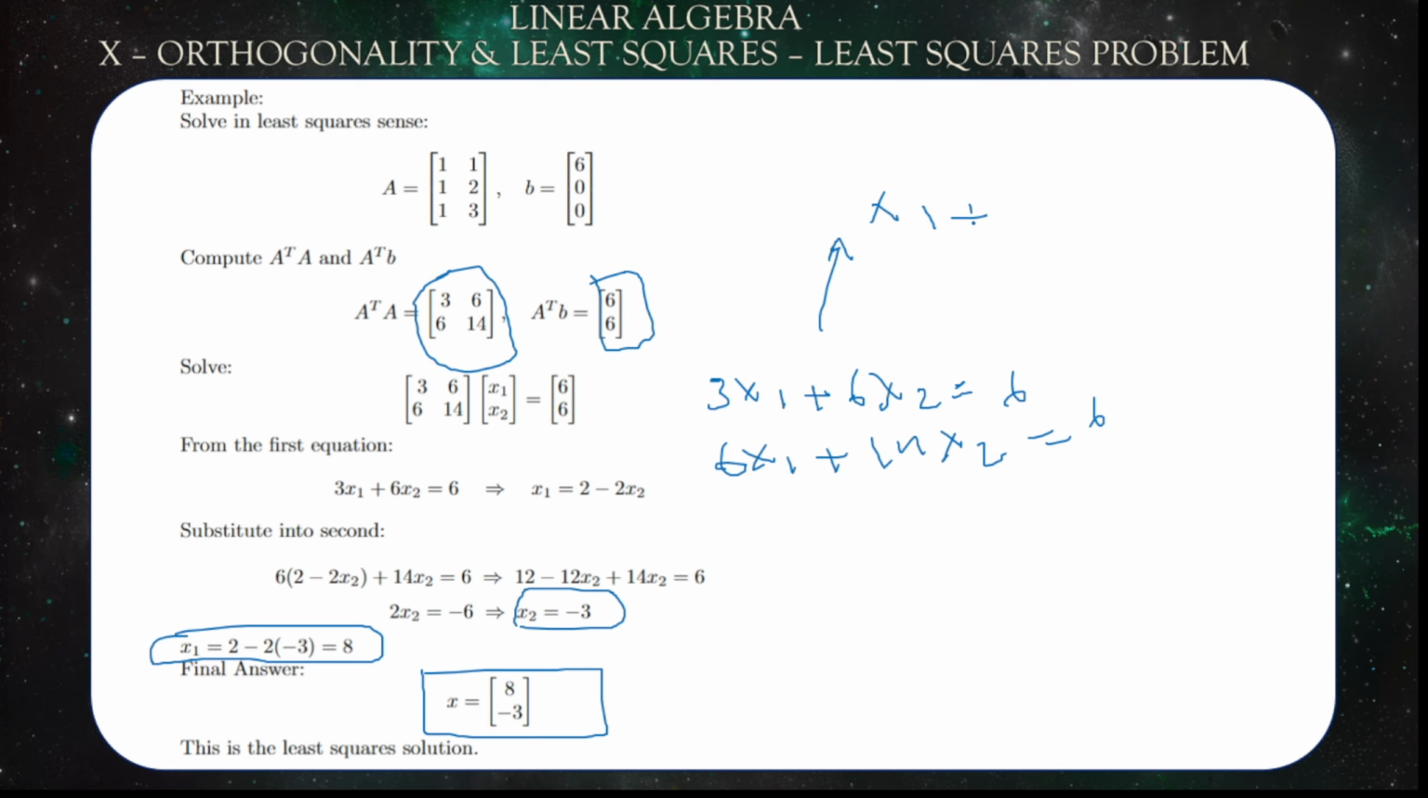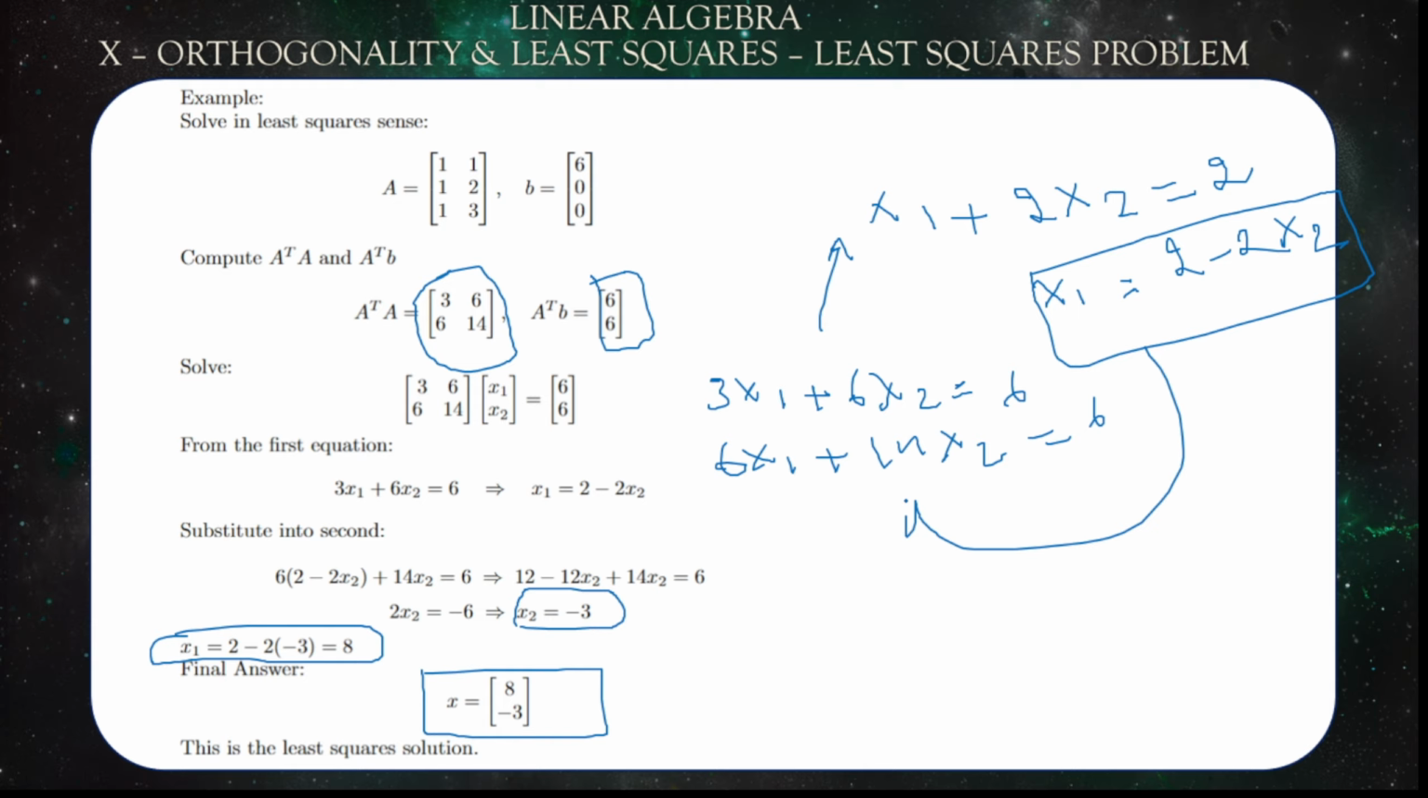x1 plus 2x2 is equal to 2, correct? Then you move 2x2 to the right, so x1 is equal to minus 2x2. And this value of x1, I place back within the second equation, which is 6x1 plus 14x2 equals 6. So we get both x1 and x2. And this is your final answer, or your vector, which is defined as the least squares solution.